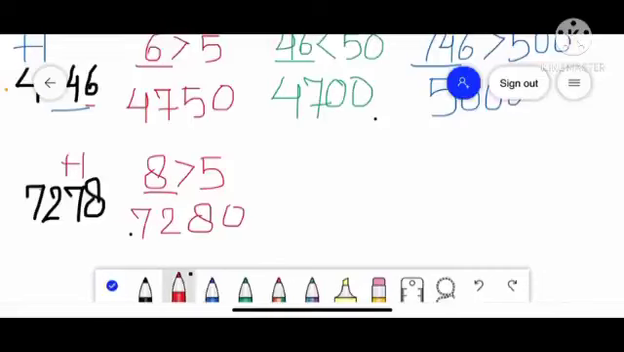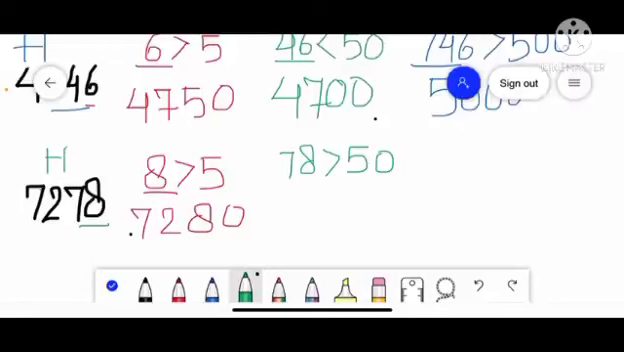7,280. Now for rounding off to the nearest 100, we are going to check the last two digits, that is 78, with 50, and 78 is greater than 50. So what are we going to do? We are going to increase the value which is on the hundreds place by 1. Right? So 7, 2 plus 1, that is 3, and the digits we are comparing here, 78, will be replaced by zeros. 7,300 is the answer.